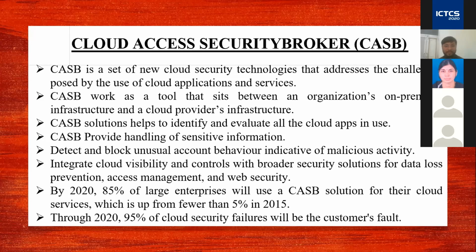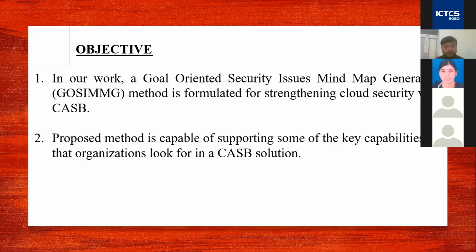Oh, yeah. Through 2020, 95% of cloud security failures will be the customer's fault. So this is the objective of my research paper. In our work, our goal-oriented security issues mind map method is formulated for strengthening cloud security with cloud access security broker. For this, we have a proposed method which is capable of supporting some of the key capabilities that organizations look for in a cloud access security broker solution.